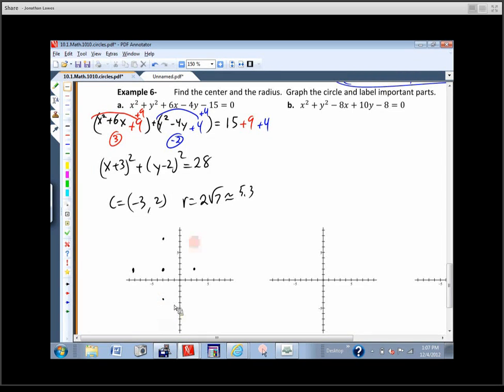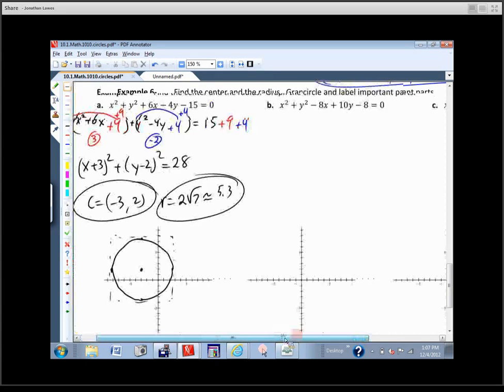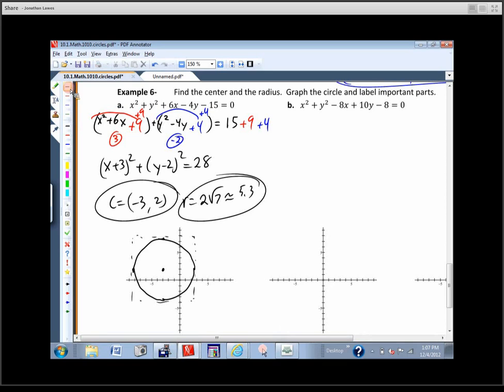Okay, now on this one, I'm going to go ahead and draw a little box on here so I can make this look decent. Got a circle here. There's my center. There's the radius. Any questions? Everybody got that? Okay, go ahead and do the next one, please.